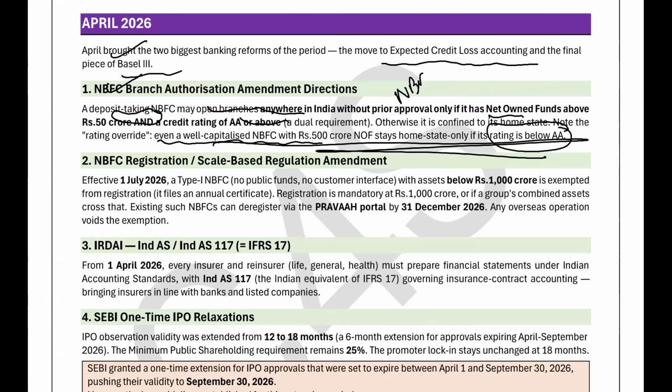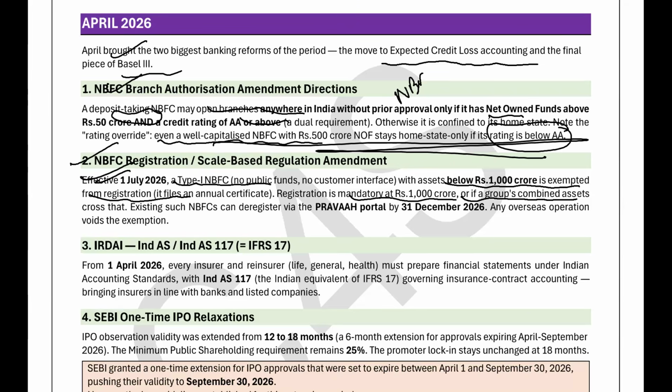Now, the second circular which is important, that is NBFC registration scale based regulation amendments, which is effective from 1st July 2026. A Type 1 NBFC, that is no public funds, no customer interface, with assets below rupees 1000 crore is exempted from registration. It files an annual certificate. The registration is mandatory at rupees 1000 crore, or if the group combined assets cross that.